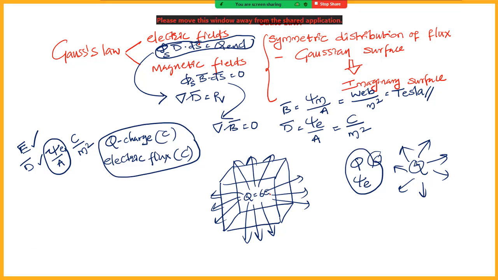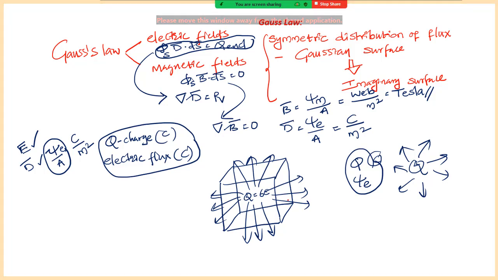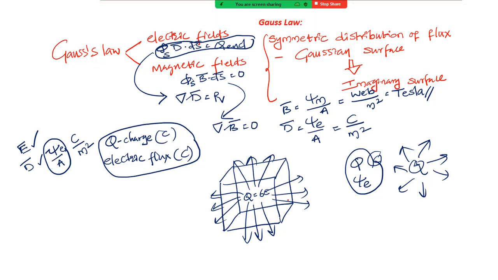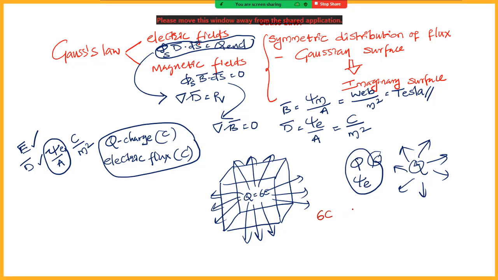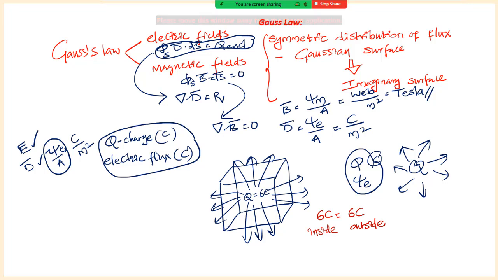Now the question is, how much electric flux is going outside through the surfaces of that particular room? The charge available within the room is 6 coulombs, so the same amount can go out of that room. What is inside can go outside. So 6 coulombs is available inside, so 6 coulombs can go outside. The maximum electric flux that can go out of the room is 6 coulombs only.